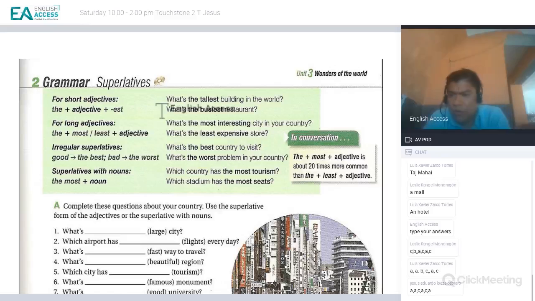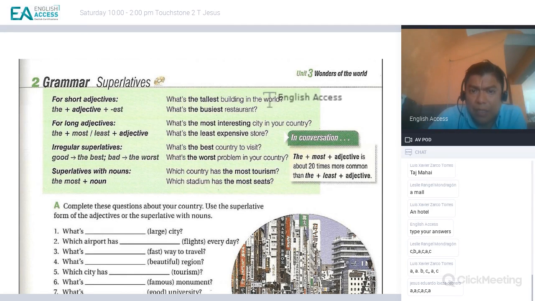Okay, guys, can you turn on your microphones? And let's listen and repeat. What's the tallest building in the world?